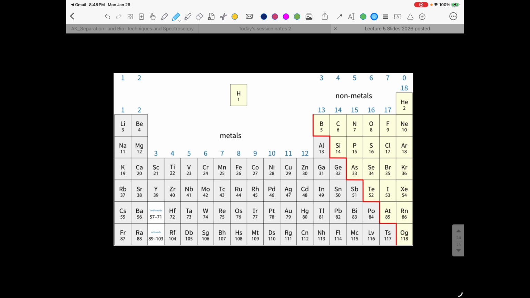So as I said, there is a clear demarcation between metals and nonmetals. So if you have a metal and a nonmetal interacting with each other, then we end up with an ionic bond. Whereas if you have two nonmetals interacting with each other, a nonmetal plus another nonmetal, then it becomes a covalent bond.